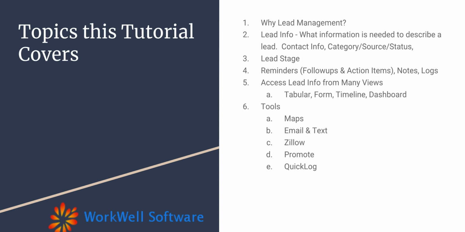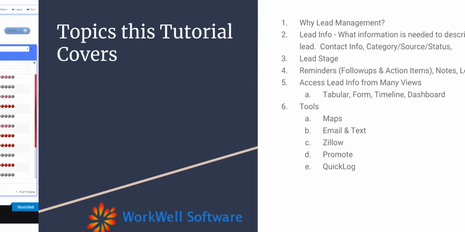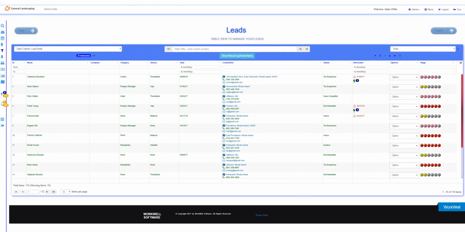And you'll see that leads are accessible from many of the views. There's a lead tabular view, a form view. Leads are available in a timeline view and also on the dashboard. And you'll have access to a number of tools, including location maps, emailing and texting, the Zillow connection, promoting to a customer, and something that we call a quick log. So this is the lead tabular view. And to get here, we click on the funnel icon within the vertical column of icons at the far left.